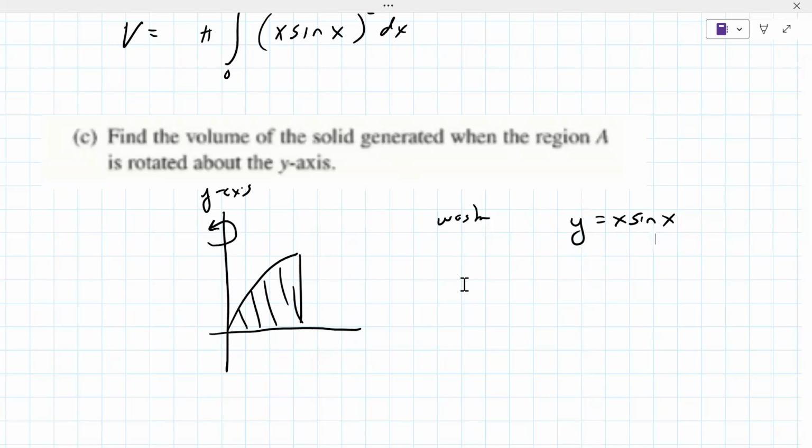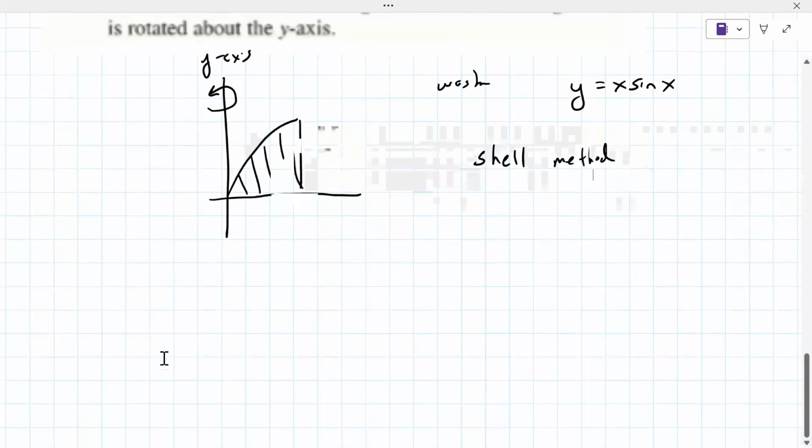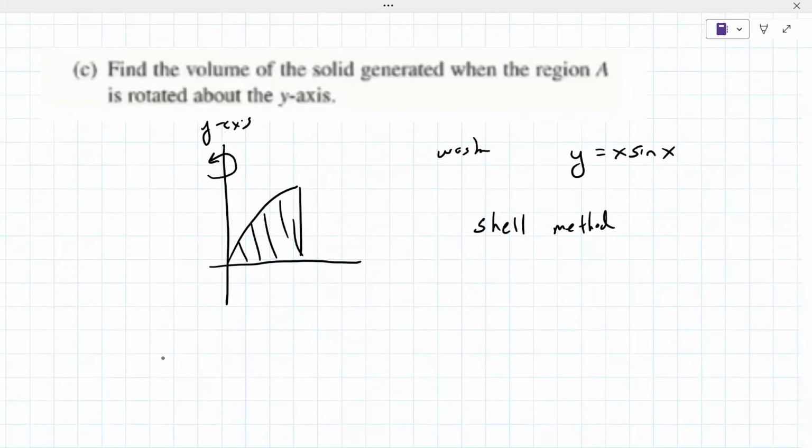What is the other way to do this integral, if you recall? Did you guys talk about the shell method? Oh, yeah. Okay, so this is a shell method problem. The nice thing is it's in terms of x. It's 2 pi x, and then your function, which is x sine x. Does that look at all familiar to you? Yeah. Sorry, I haven't done that in a while.